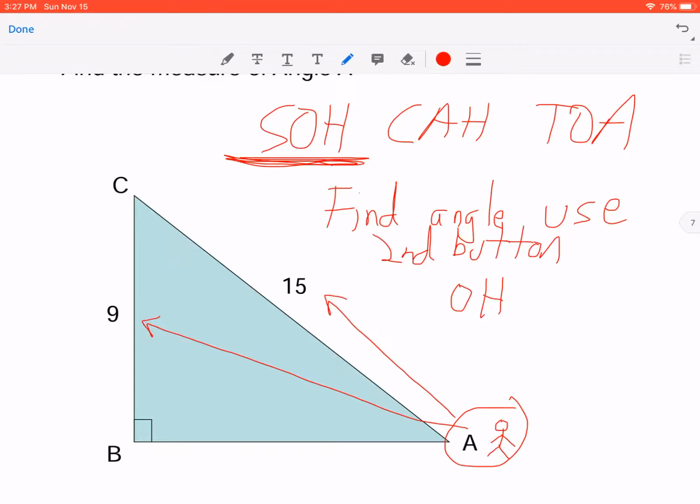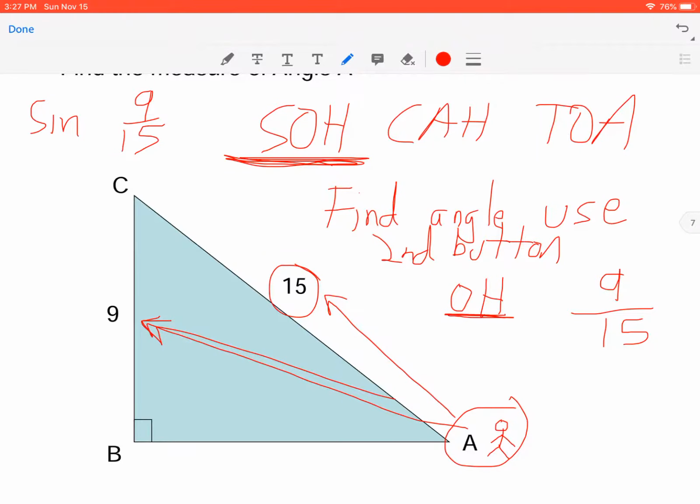So first of all, I needed to establish who was opposite and who was hypotenuse. 9 was opposite, and 15 was hypotenuse. So my sine ratio is sine of 9 over 15. But since I'm finding an angle, I'm going to have to use what's called inverse sine, or just second sine. So on your calculator, you're going to hit the second button, then the sine button, and then 9 divided by 15.